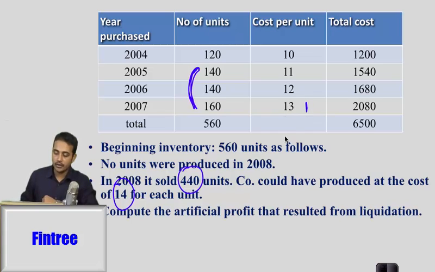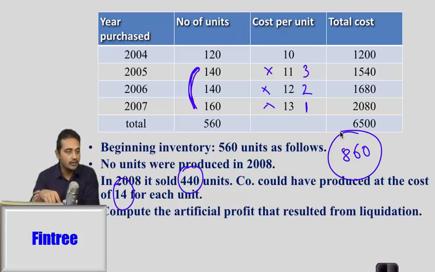So that's a benefit of 1. That's a benefit of 2. That's a benefit of 3. So this is simply 140 into 3. This is 140 into 2, 160 into 1. And then just add them up, which is 860. And that's an artificial increase in profit. But that profit will continue till when? Till the time that inventory is exhausted. Once the inventory is gone, then of course your profitability will shrink drastically because you would start producing at the current prices.